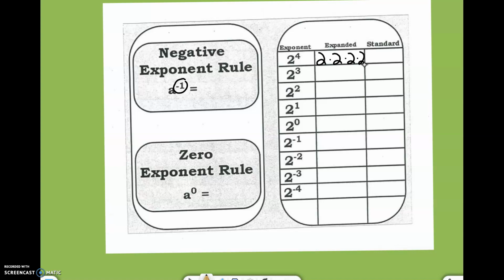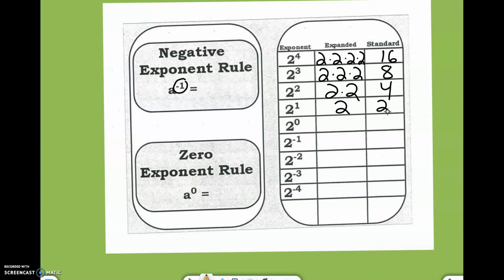So let's see, 2 times 2 is 4, times 2 is 8, times 2 is 16, right? All right, then let's expand this one out. 2 times 2 is 4, times 2 is 8. Then we're going to have 2 times 2 is 4, and then 1 two will be 2. Now, I want you to stop for a second and see if you see a pattern going on here. We're going from 16 to 8 to 4 to 2.